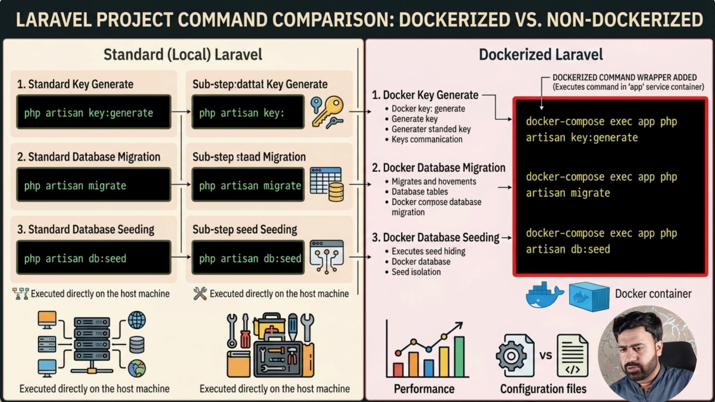Now the part that confuses most people coming from a normal Laravel setup. You used to just type php artisan key:generate. That doesn't work anymore. PHP is not on your machine. It's inside the container. So every artisan command now looks like this. Same command, just prefixed with docker compose exec app. That's the only change.